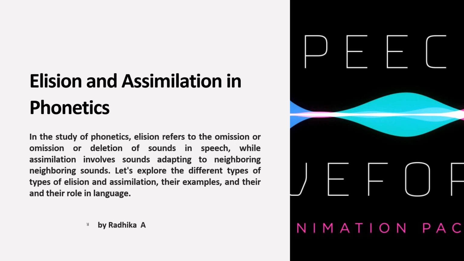Elision means that during conversation, certain words, certain letters, certain sounds are being omitted. That is, cannot will become can't. And this phenomenon is known as elision. And what is assimilation? Due to the influence of the neighboring sounds, some sounds will be changed into other sounds. Such a phenomenon is known as assimilation in phonetics.